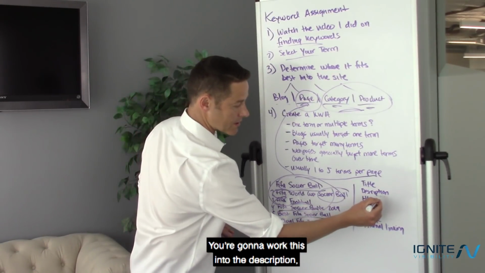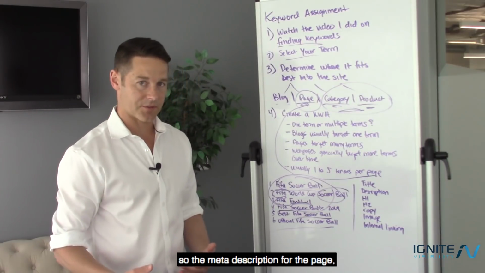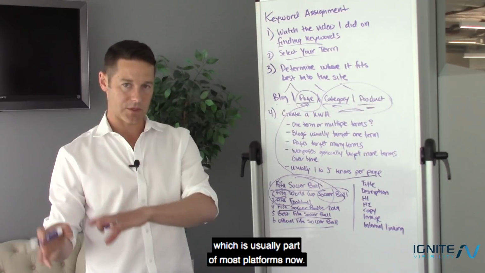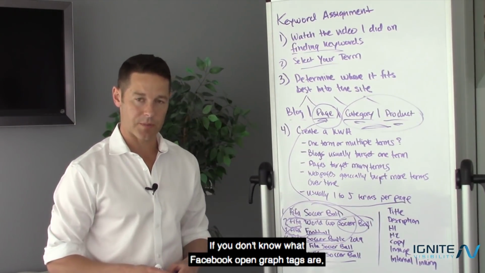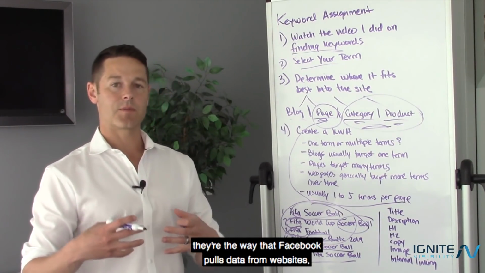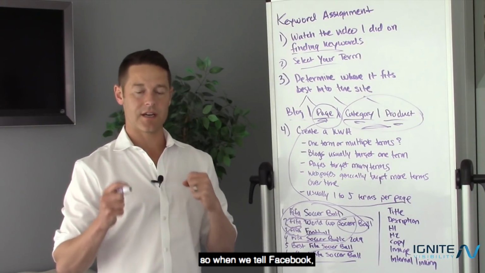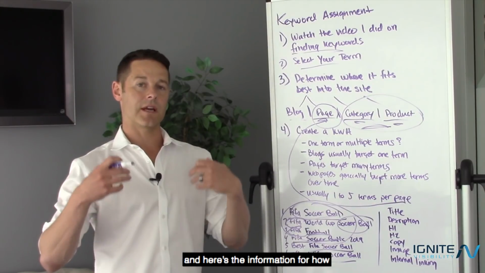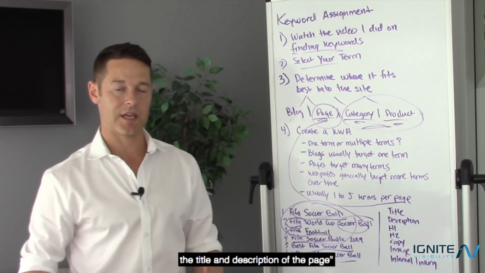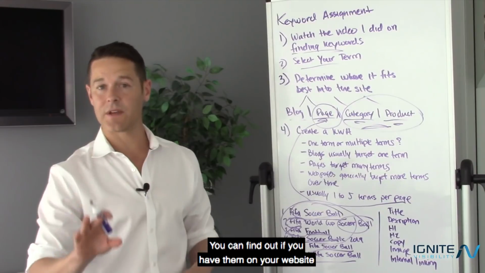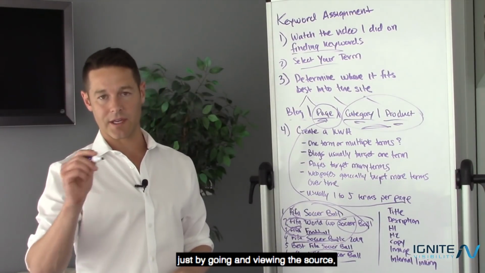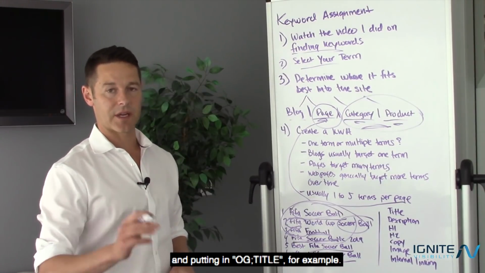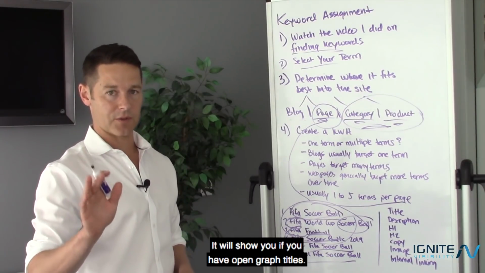You're going to work this into the description, so the meta description for the page, as well as the Facebook Open Graph tags, which is usually part of most platforms now. If you don't know what Facebook Open Graph tags are, they're the way that Facebook pulls data from websites. So when we tell Facebook, hey, here's an Open Graph tag, and here's the information for how we want you to display the title and description of the page, it takes that. You can find out if you have them on your website just by viewing the source and doing a Control F and putting in og:title, for example. It'll show you if you have Open Graph titles.